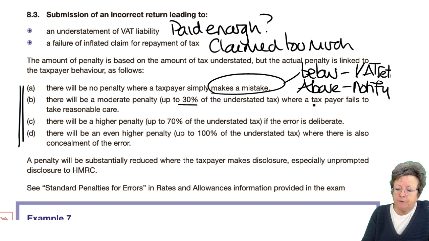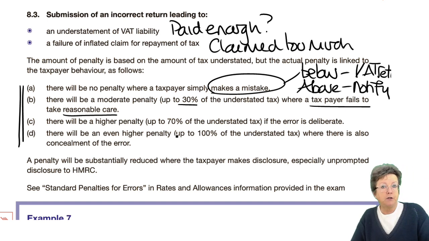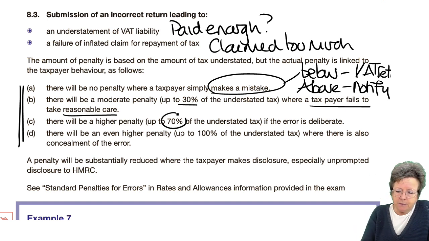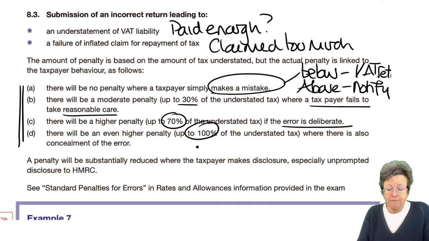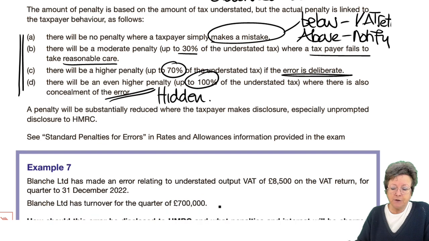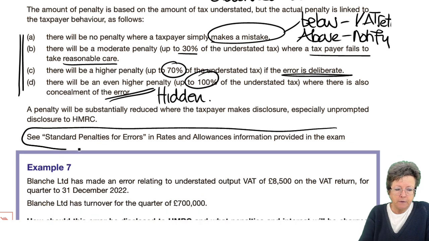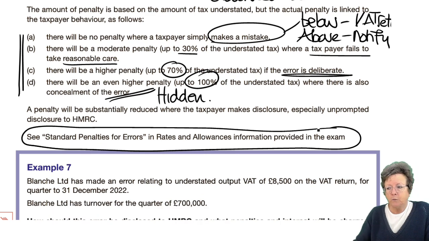30% if you fail to take reasonable care. They will determine what reasonable care is. 70% if it's deliberate, in other words, you just didn't put it on or you claimed too much on purpose. 100% if it was deliberate and you concealed it, you hid it. And again, it's provided for you in an exam, which is good, which means you don't have to remember it.